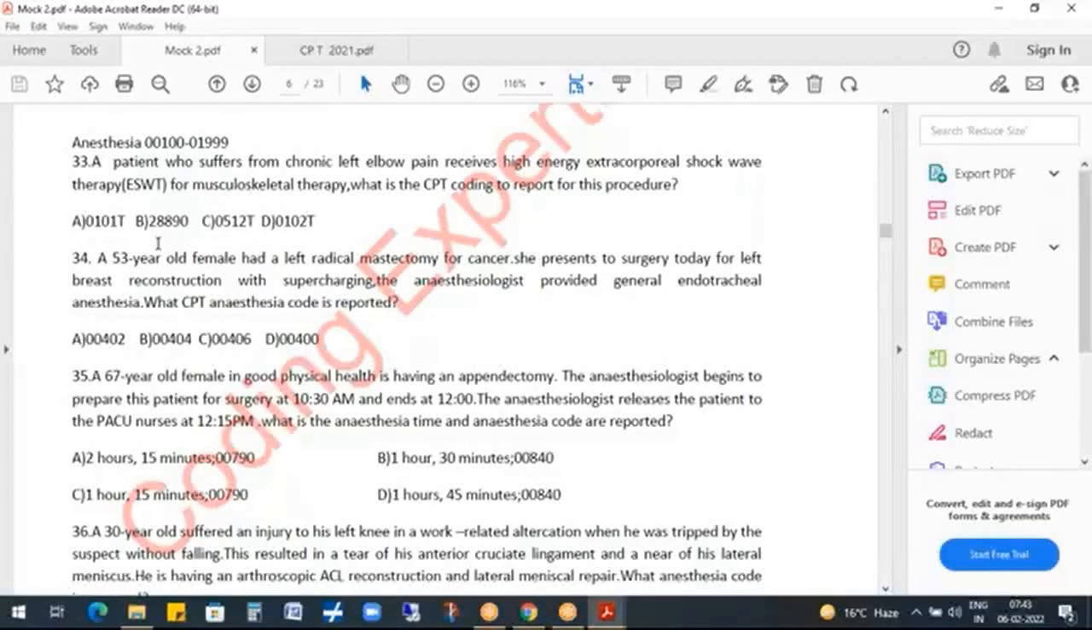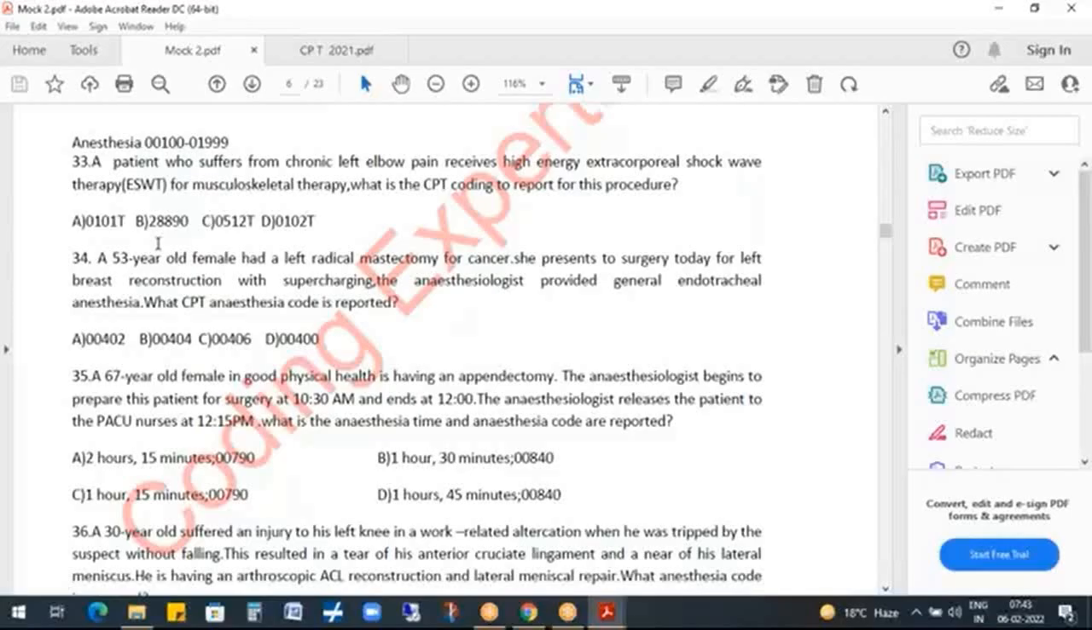A is the correct answer, Geeta Kumari. Why did you go with 28890? Is there any ultrasound guidance, fluoroscopic guidance, anesthesia they are talking about in the question? No, sir. And they are performing for what? Musculoskeletal therapy? Yes, sir.